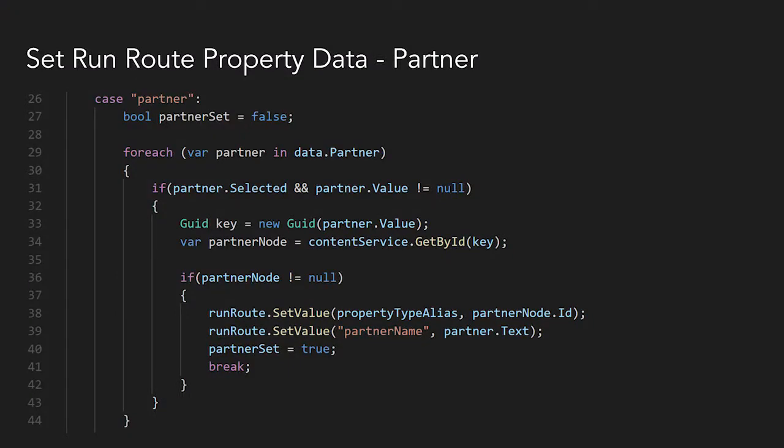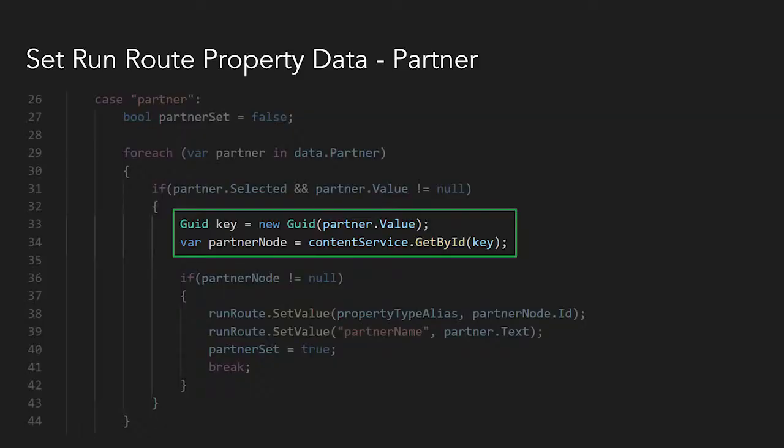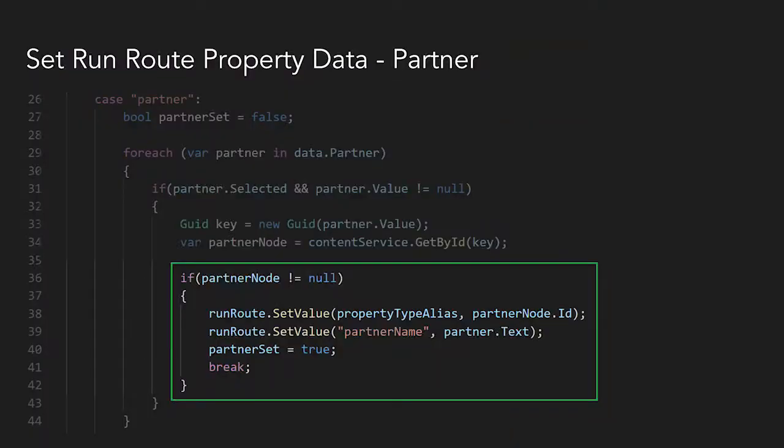And again, with the partners, in the time between them getting the data to create a new route and the time that they send it back, we don't know whether that partner could have been deleted. So when they send that back, we're just going to do another check to make sure that it definitely does exist. And then if it does, we're going to do two things. We're going to set that node picker value, and we're also going to set this partner name.